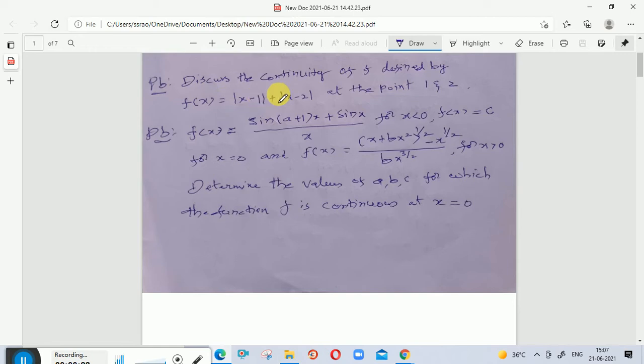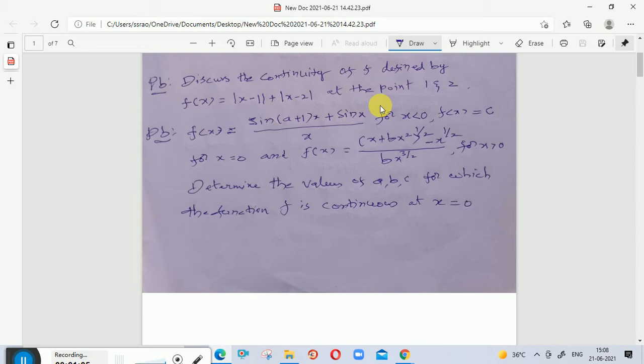Here, discuss the continuity of f defined by f of x is equal to modulus of x minus 1 plus modulus of x minus 2 at the point 1 and 2. Yesterday's problem was f of x is equal to mod x plus mod x minus 1. Discuss the continuity of that function at the point 0 and 1. We have already discussed it. Now, today this function is f of x is equal to modulus of x minus 1 plus modulus of x minus 2 at the point 1 and 2.